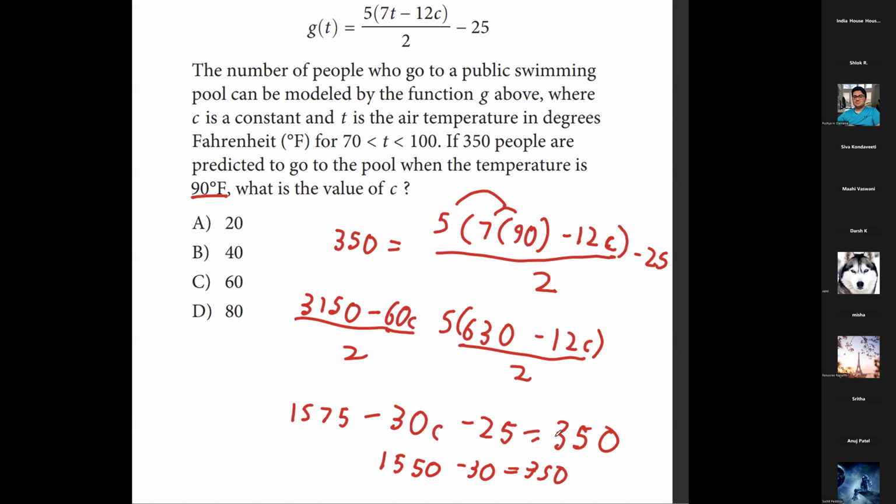Subtract 1550 from both sides. That gets us negative 1200. So negative 1200 equals negative 30C. And then we just divide both sides by negative 30. That gets us 40 is equal to C. So the correct answer is 40.